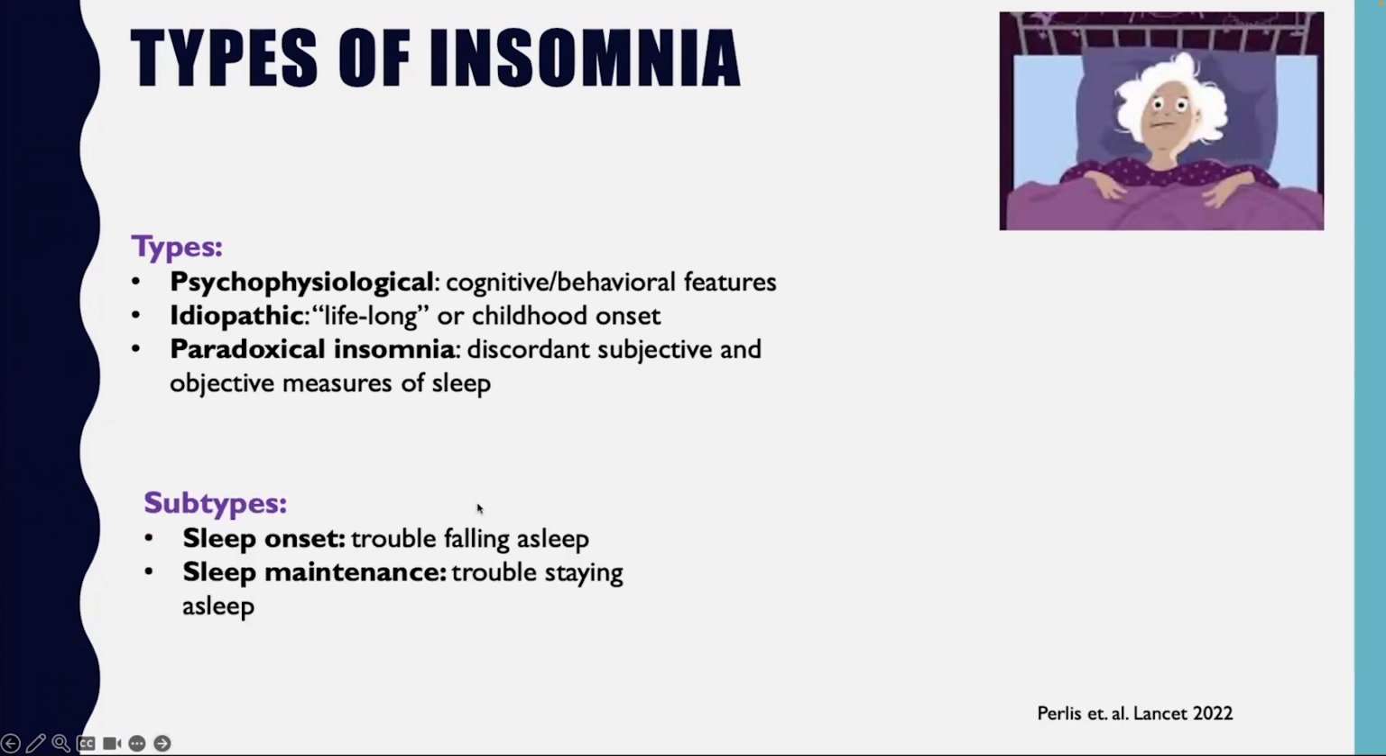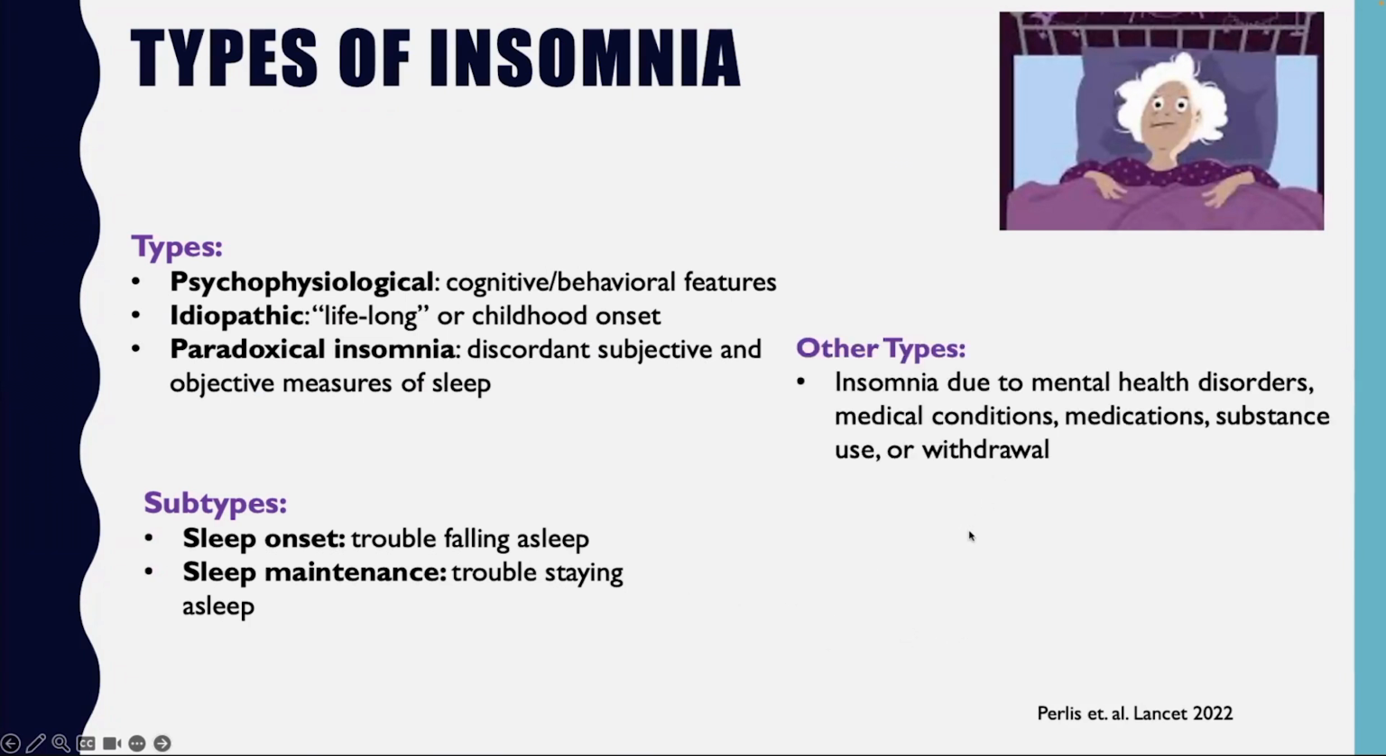There's also two main subtypes of insomnia by which we categorize patients. There's sleep onset insomnia, or trouble falling asleep, and then there's sleep maintenance insomnia, or trouble staying asleep. And then, of course, there's secondary causes of insomnia, which are related to mental health, anxiety, depression, medications, or substance use. So really getting a thorough history of the patient's medical disorders and medications is very important.